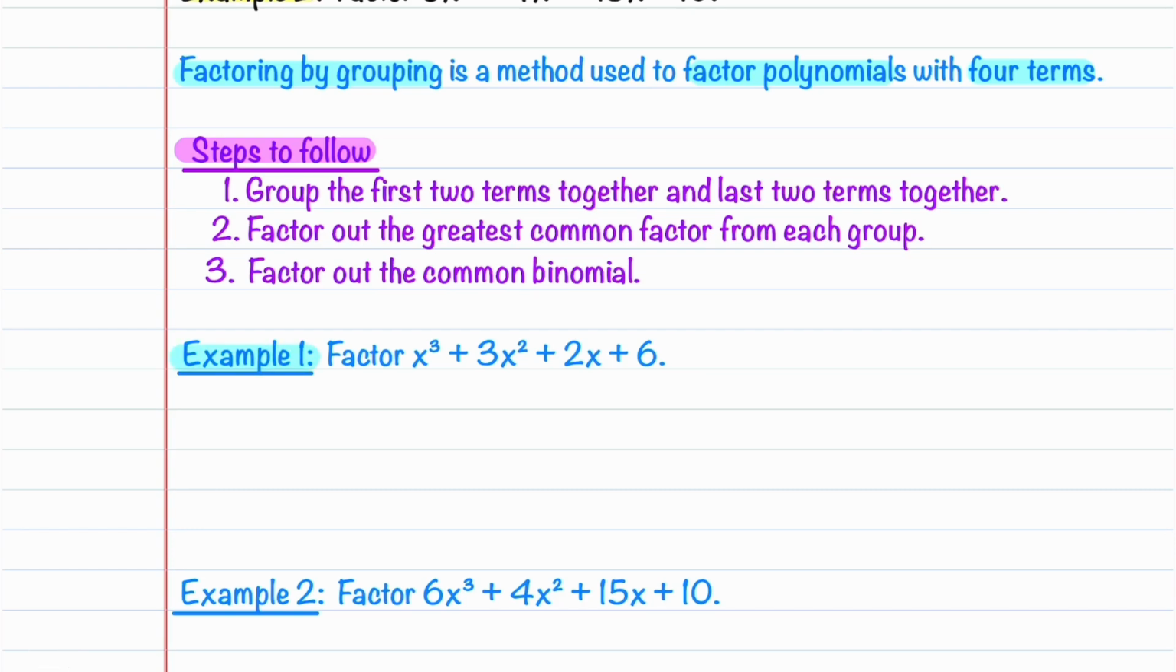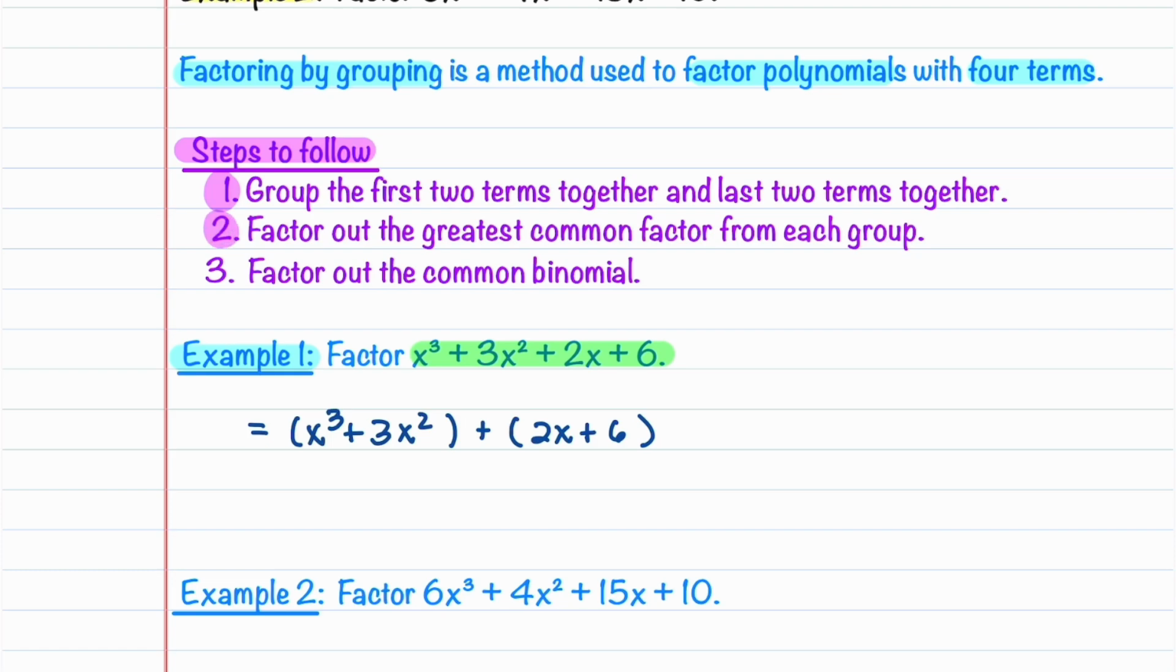In our first example, we are going to factor x cubed plus 3x squared plus 2x plus 6. We're going to begin by grouping the first 2 terms together and the last 2 terms together. Our polynomial is equal to x cubed plus 3x squared. That's grouping the first 2 terms together, and then we'll group the last 2 terms together.